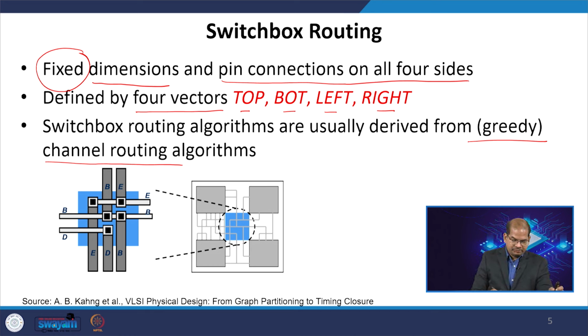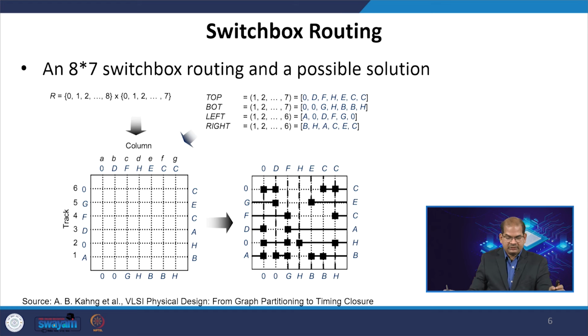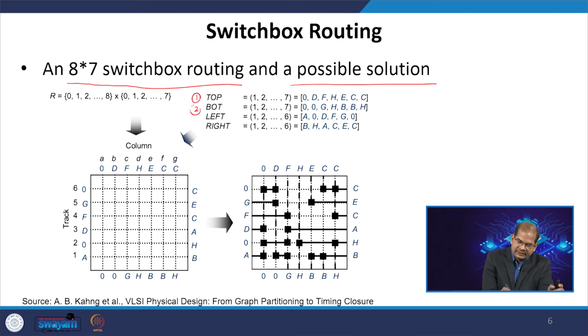So, this is the switchbox and this is the routing solution for it. Here you have different blocks, B1, B2, B3 and B4, and routing is there in all four directions. For this problem statement we have an 8x7 switchbox routing problem and a possible solution is given. Here we are defining all four vectors: top, bottom, left and right.